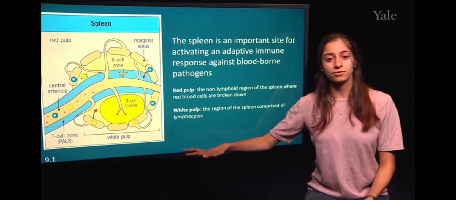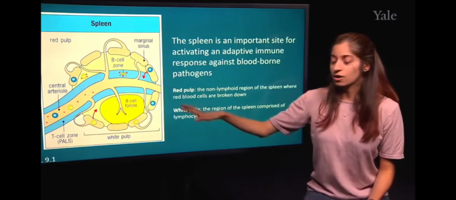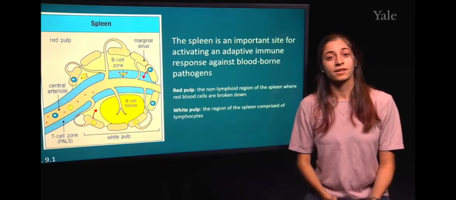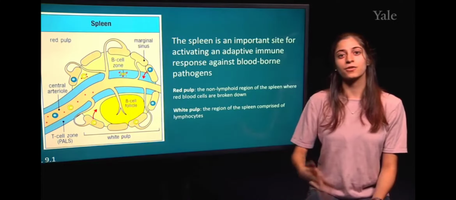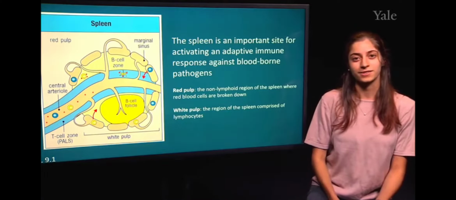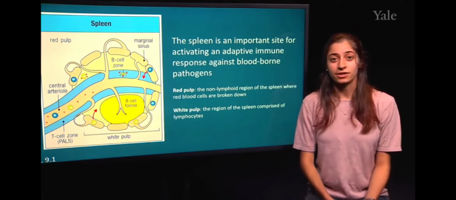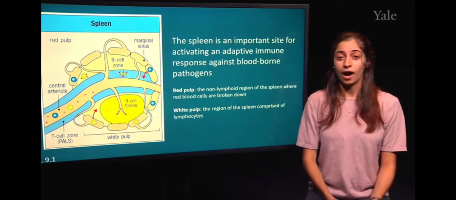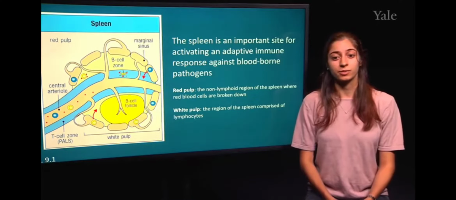Lymphocytes will enter through the central arteriole and then separate into either the B cell zone or the T cell zones. There, they will encounter specialized dendritic cells that can show them antigen and potentially activate them for an immune response. The nice thing about the spleen is because it is so centrally located, it is the perfect spot for the adaptive immune system to become activated in response to blood-borne pathogens.